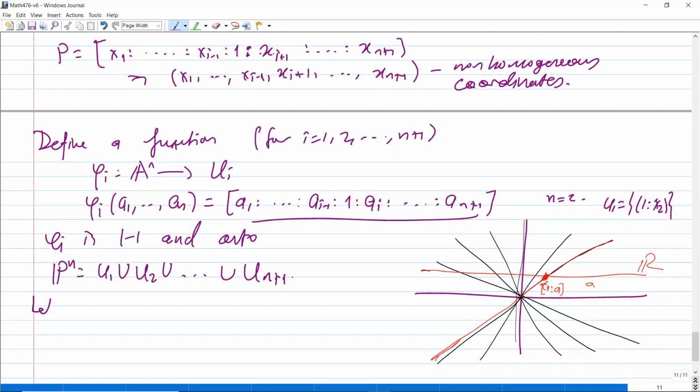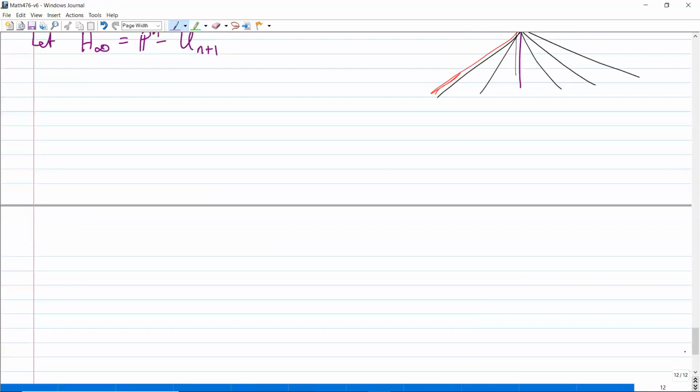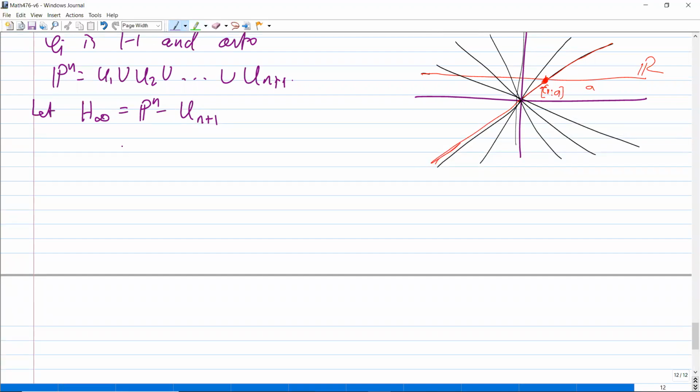So let H infinity be Pn minus U n plus 1. Remember, U n plus 1 is the set of points where the n plus first coordinate is non-zero. So its complement is x1, x2, ..., xn, and the last coordinate is 0, where the xi's are in K. This H infinity is called the hyperplane at infinity.